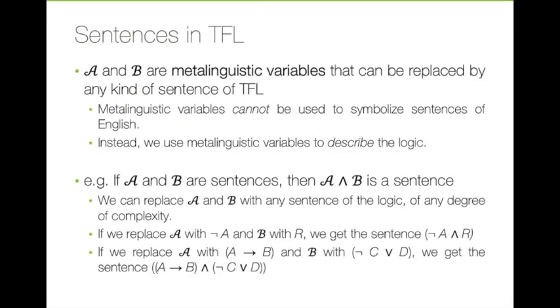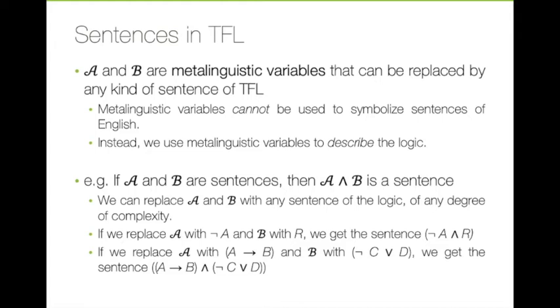In the rules we just looked at, the curly letters A and B are metalinguistic variables. They can be replaced by any kind of sentence of truth functional logic. So metalinguistic variables aren't just sentence letters. They can't be used to symbolize sentences of English. Instead, their purpose is that we can use them to describe the logic. So in this case, they're variables that can be substituted with sentences of truth functional logic.